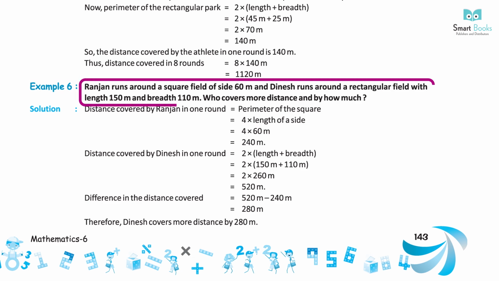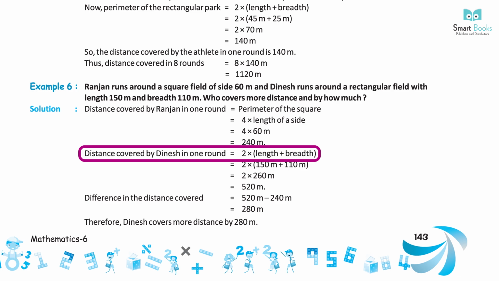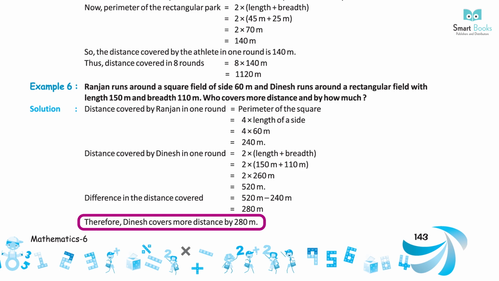Example 6. Ranjan runs around a square field of side 60 meter and Dinesh runs around a rectangular field with length 150 meter and breadth 110 meter. Who covers more distance and by how much? Solution. Distance covered by Ranjan in one round is the perimeter of the square, which is 4 × length of a side, which is 4 × 60 meter, which is 240 meter. Distance covered by Dinesh in one round is 2 × (length + breadth), which is 2 × (150 meter + 110 meter), which is 2 × 260 meter, which is 520 meter. Difference in the distance covered is 520 meter minus 240 meter, which is 280 meter. Therefore, Dinesh covers more distance by 280 meter.